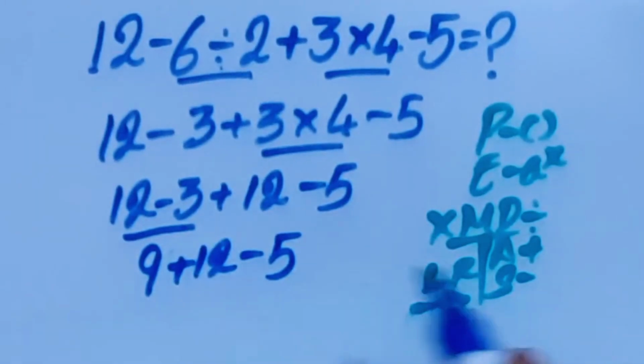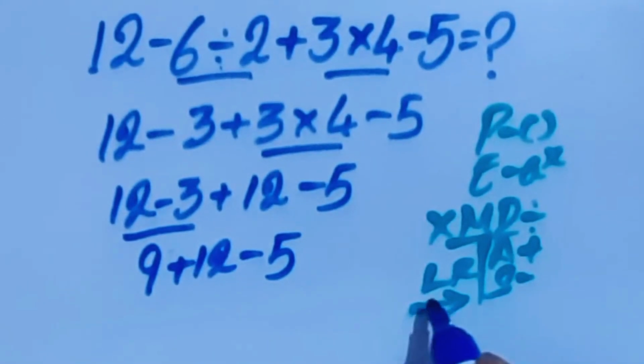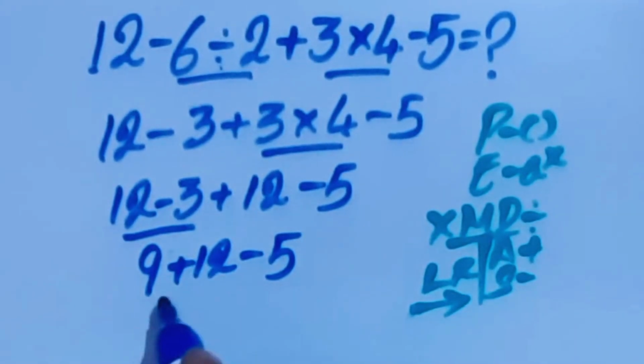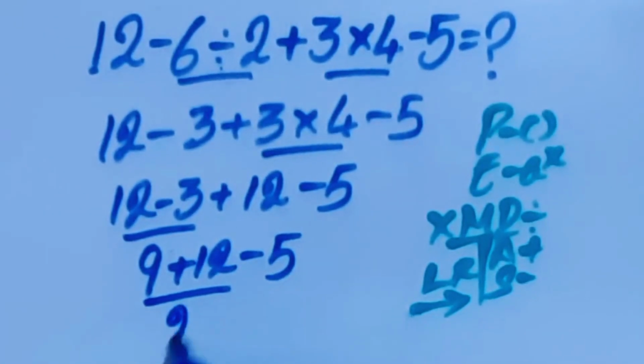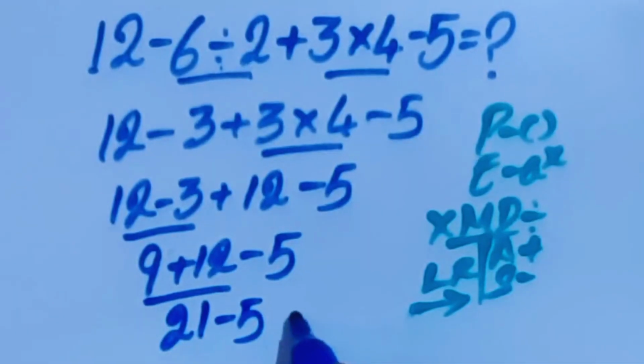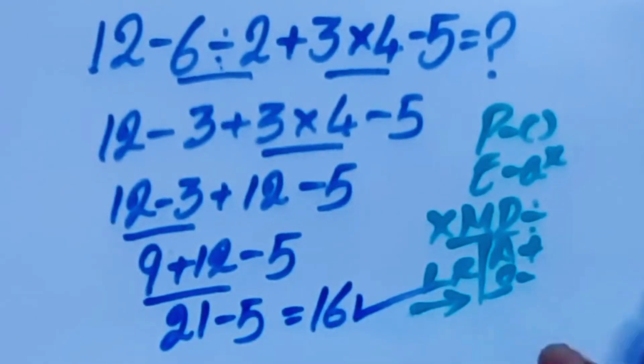Here we have addition and subtraction. Here both are equal priority. For this we have introduced this left to right. Here left to right is 9 plus this 12. 9 plus 12 is 21 minus 5. Here 21 minus 5 is 16, which is the correct answer.